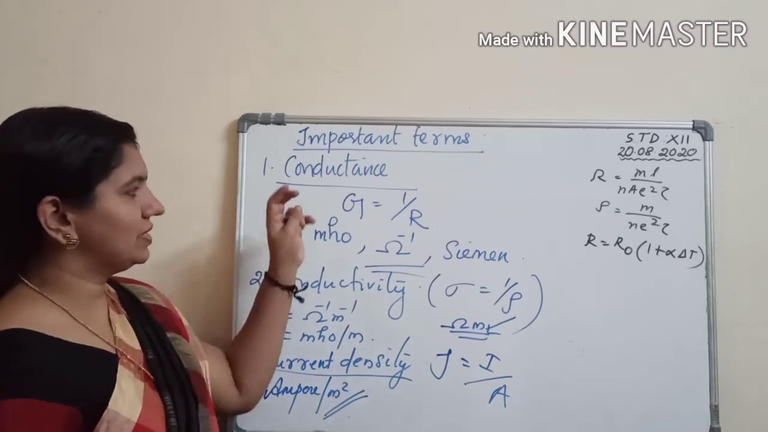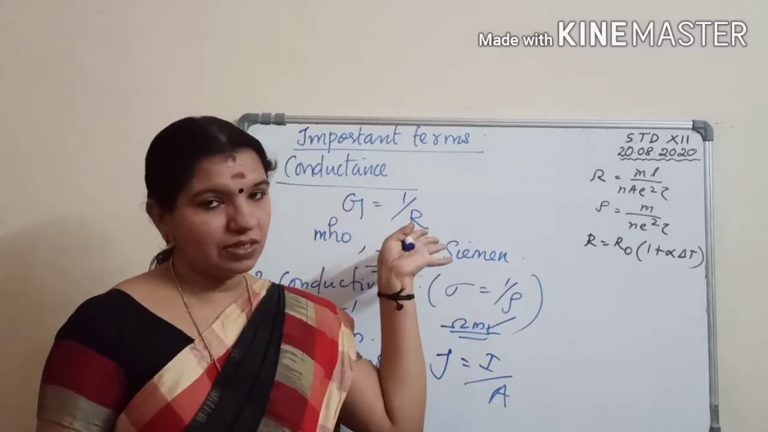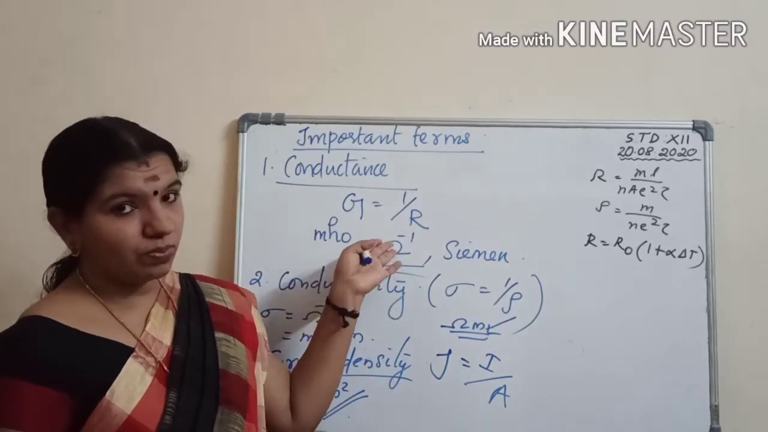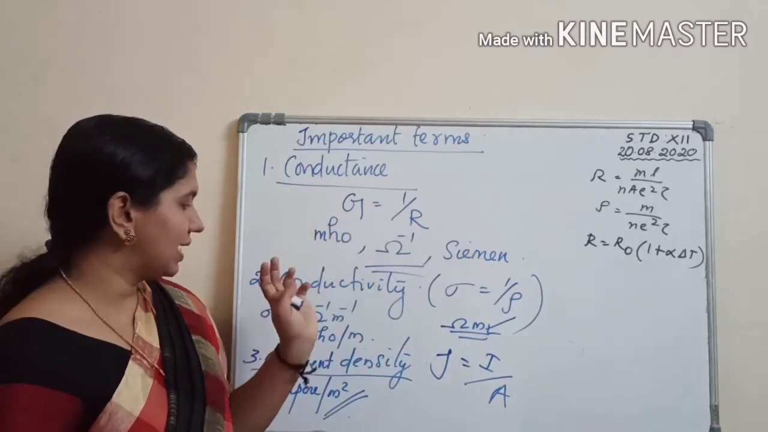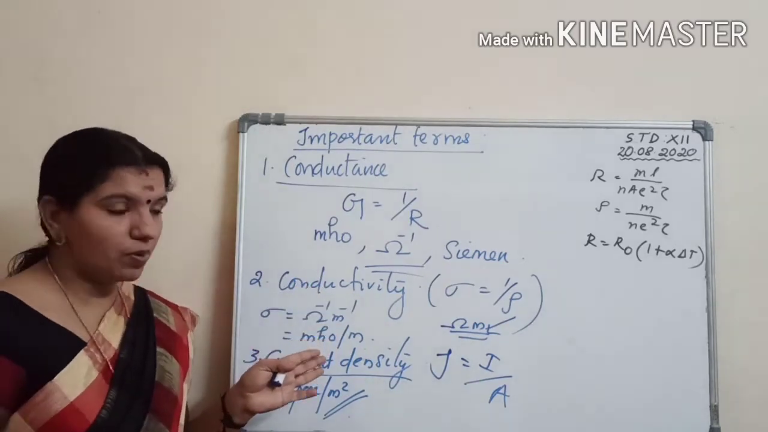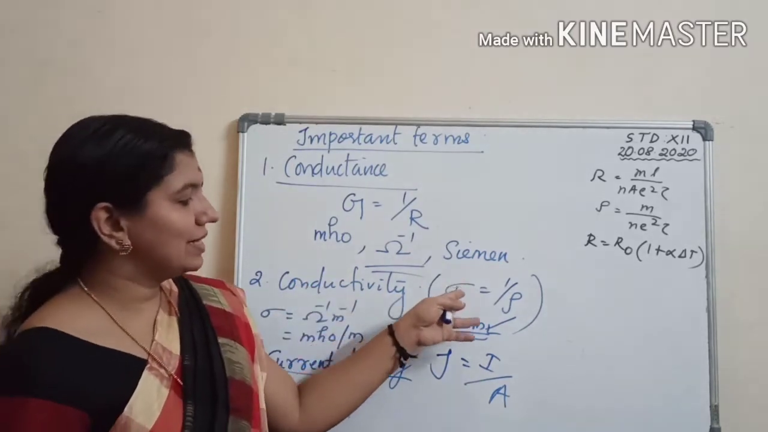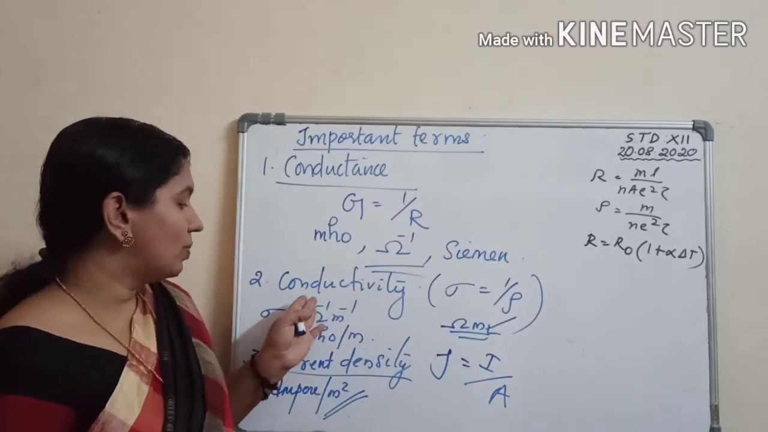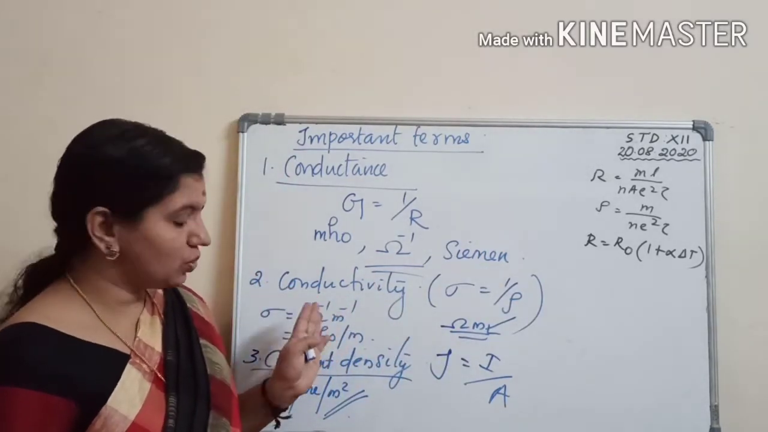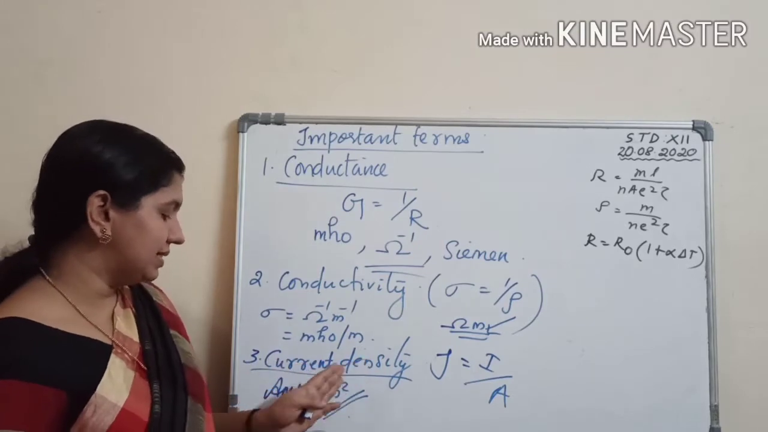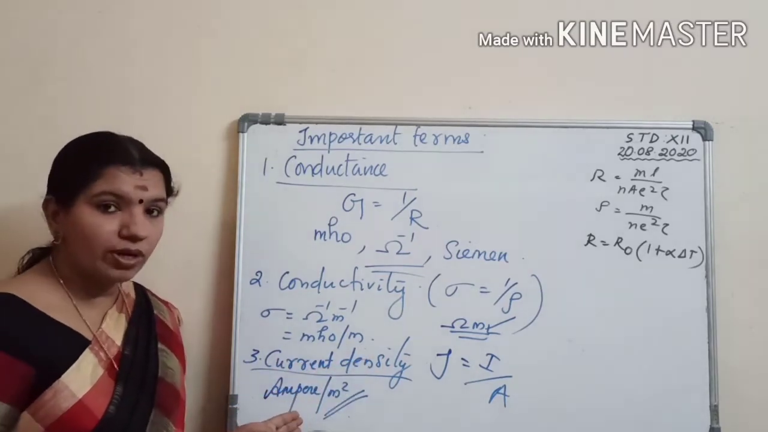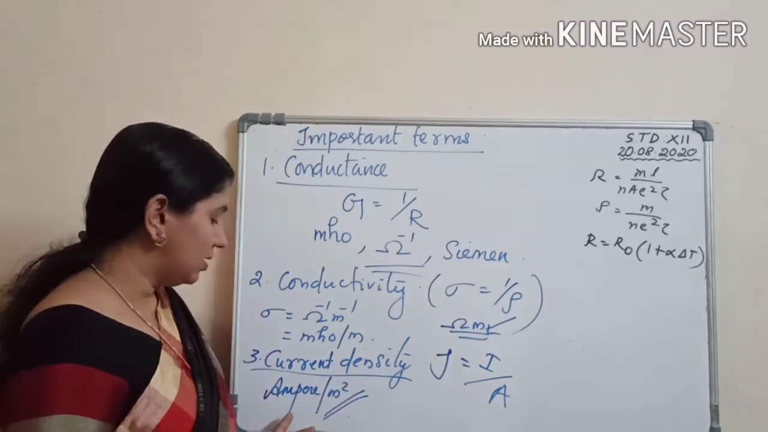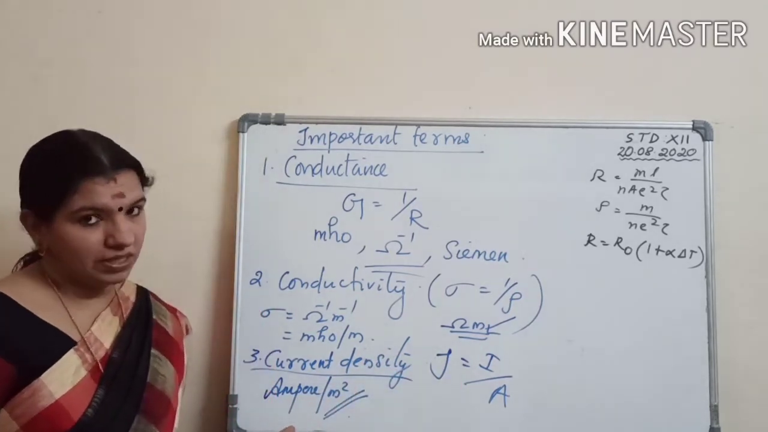So first is conductance, the reciprocal of resistance, denoted by the letter G, with units mho, ohm raised to -1, and Siemens. Then conductivity, the reciprocal of resistivity, that is sigma equal to 1 by rho, with unit ohm raised to -1 meter raised to -1. Then current density, the current flowing per unit area, denoted by the letter J, and the unit is ampere per meter square.